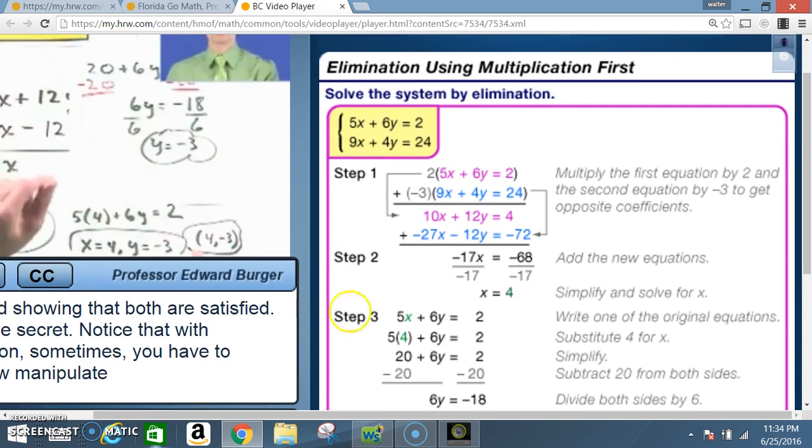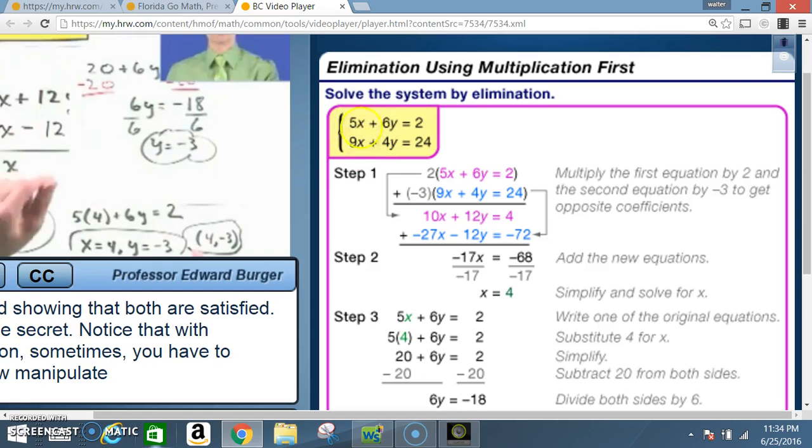All right, now remember on this particular problem right here, we are eliminating using multiplication first. So here we see that we end up having to multiply both equations to either get rid of the x's or the y's. Okay, now we chose to get rid of the y's. To do that, we multiply the top equation by 2 because that'll give us a 12y. Multiply the bottom equation by a negative 3 because that would give us a negative 12y.